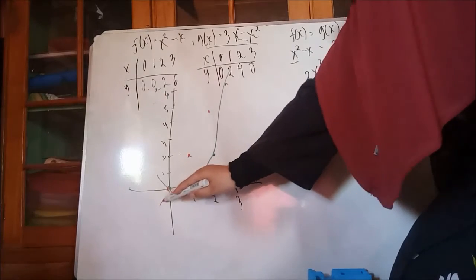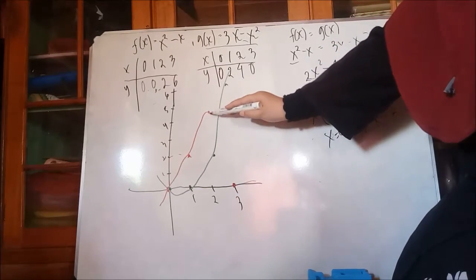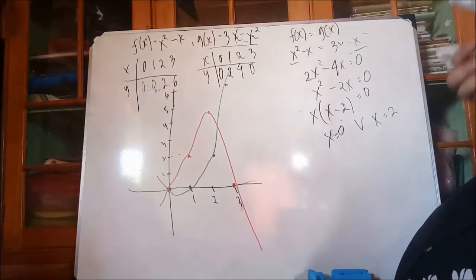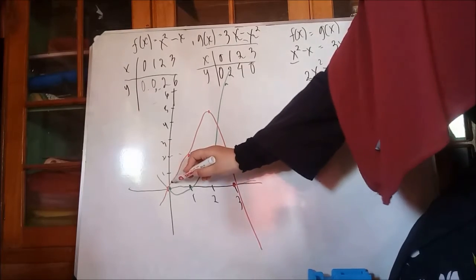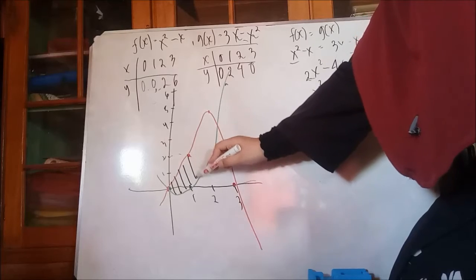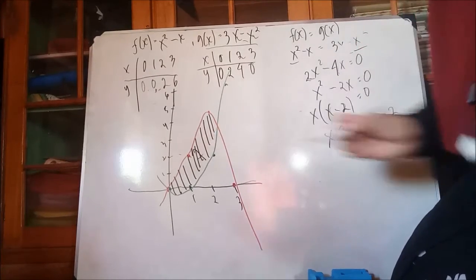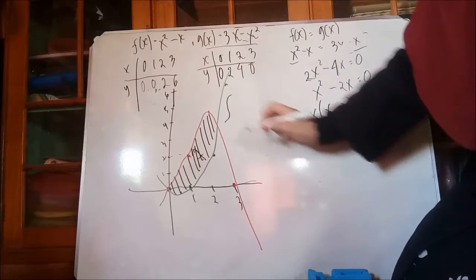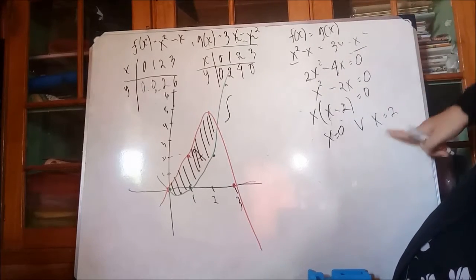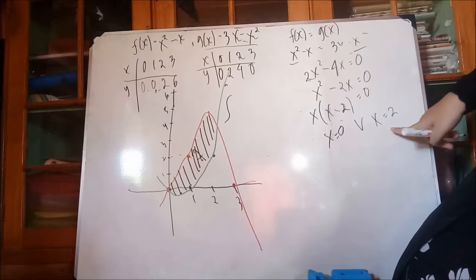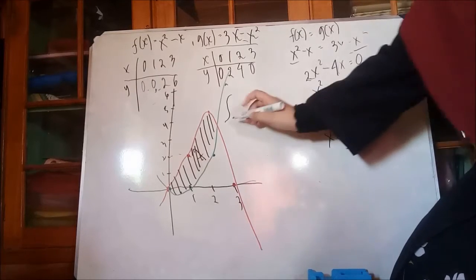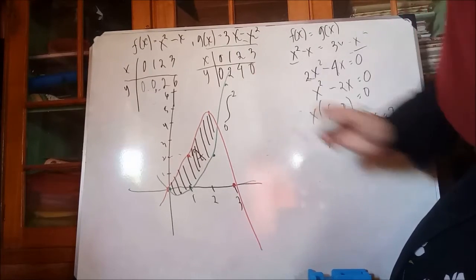So it means that we have a graph like this, for example. So the area is here. This is the area, and we can set up the integral because we have x equal to 0 until x equal to 2. So we have the integral from 0 until 2.